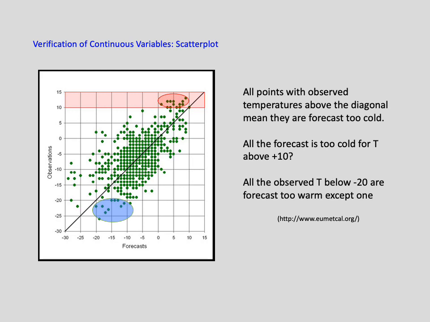If we want to answer some specific questions, for example, can we say all the forecast is too low for temperature above 10 degrees? Is it true that all the observed temperature below negative 20 degrees are forecast too high? This figure will tell us the answers.